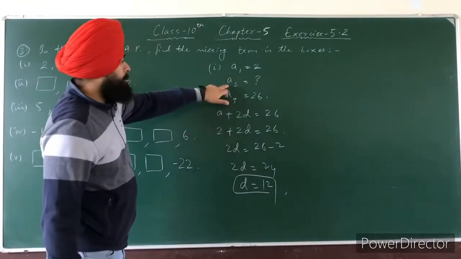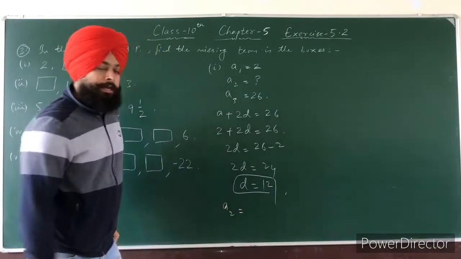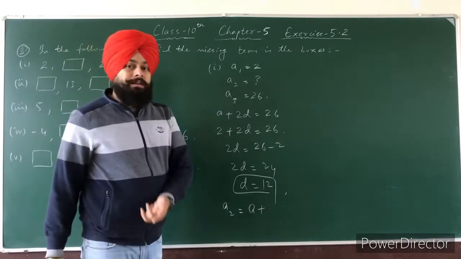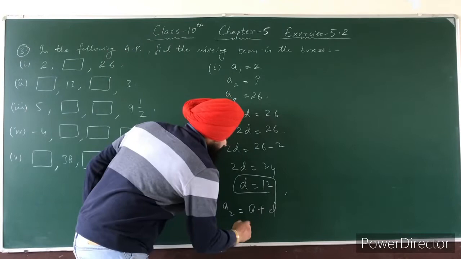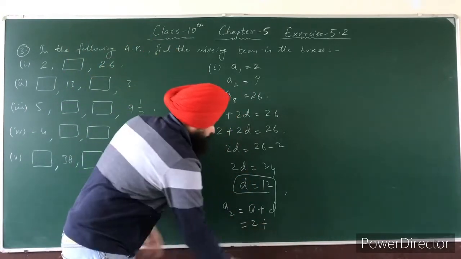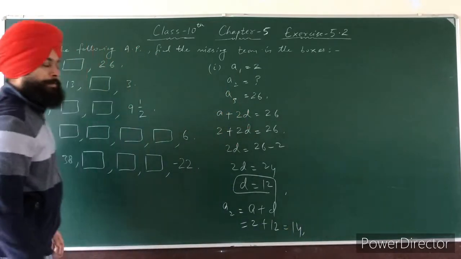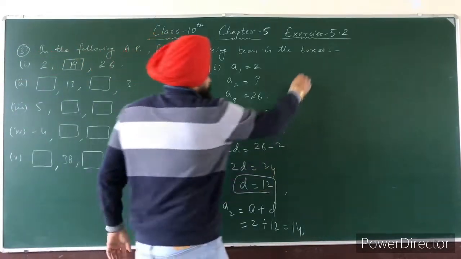Now we can find here the second term. So the second term is A2. A2 is what? A plus (N minus 1) into D. N is here 2. So 2 minus 1 is 1, and 1 into D is D. Now what is A? First term is 2, and the common difference is 12. So 2 plus 12 is 14. Means the second term is 14. Now similarly you can find the other parts.